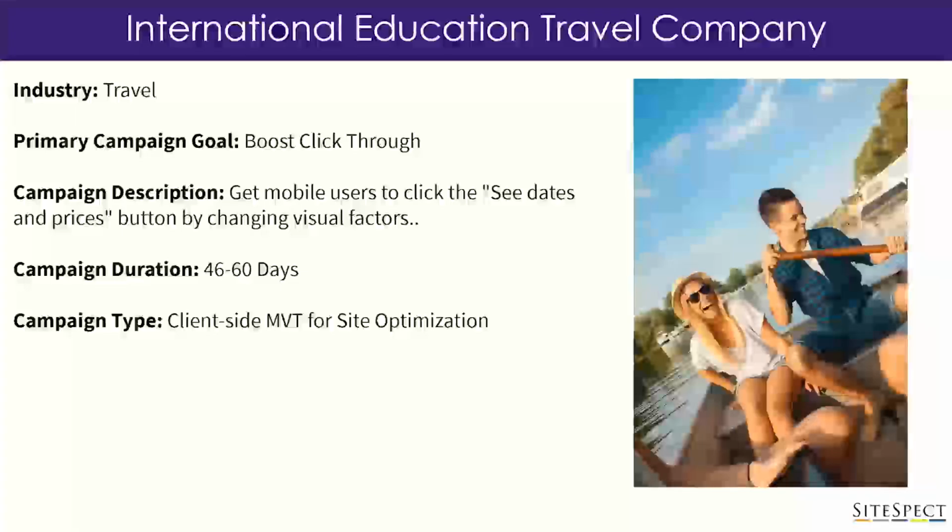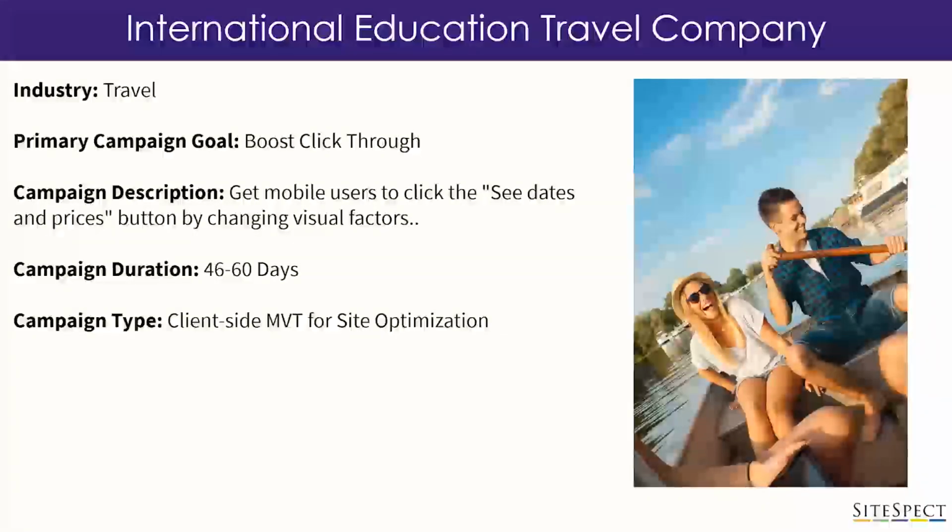This one was about positioning of calls to action, see dates and prices, for an educational travel company. They had a multivariate test, and I love these. You can actually change 3 or 4 different things: the positioning, the colors, the call to action.